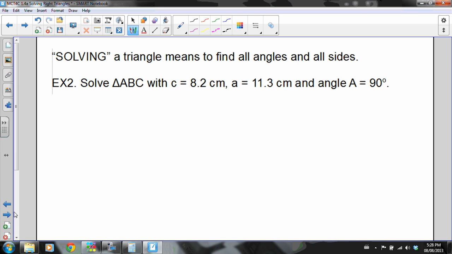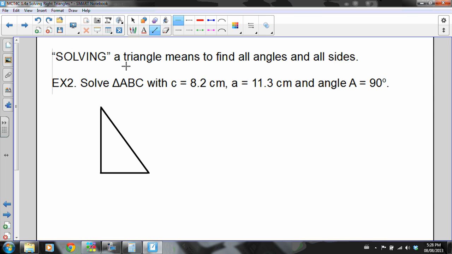Let's keep going. Remember, solving a triangle means to find all of the angles and sides. And usually when we're given one in words, the first thing we've got to do is draw an accurate diagram. So we want to solve triangle ABC, and it's given us a bunch of stuff, and we've got to find all the sides and angles. So I'm going to draw a diagram, get us started.